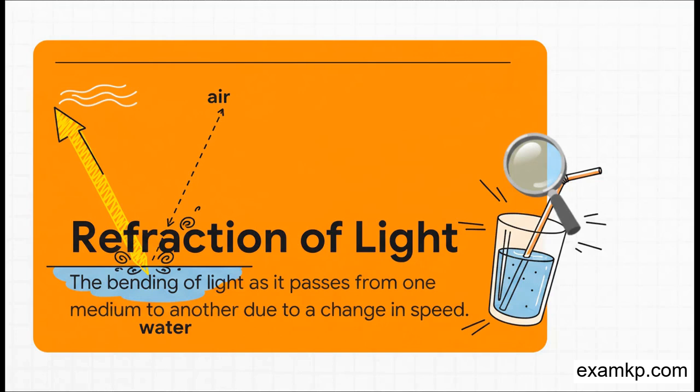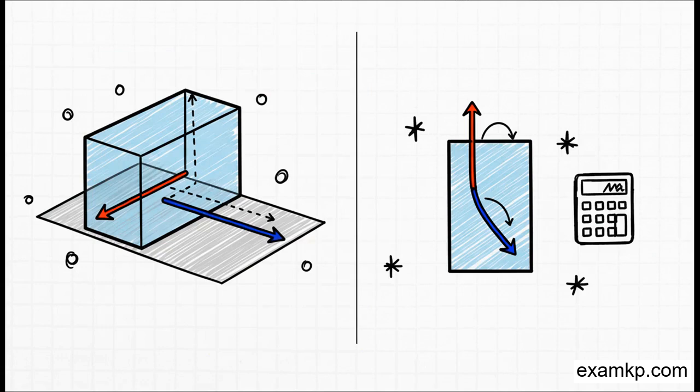That's it. Think about a ray of light traveling happily through the air, and then suddenly it hits a block of glass or a pool of water. Now water is denser than air, so light slows down, and because it slows down, it bends. It's the exact same reason why a straw in a cup of water looks like it's broken at the surface. Yes, that's refraction in action.